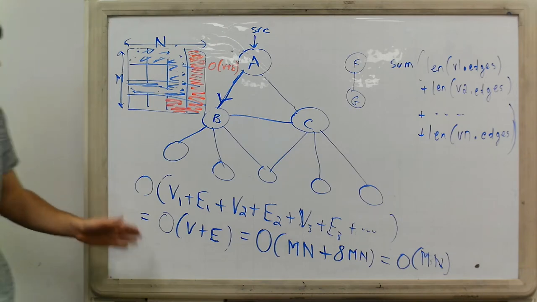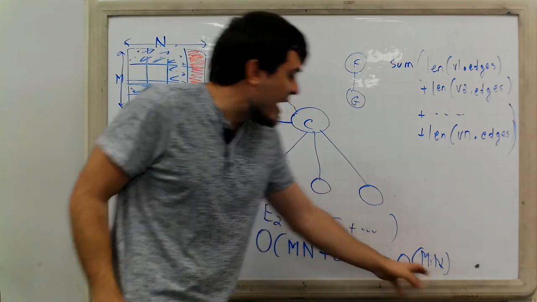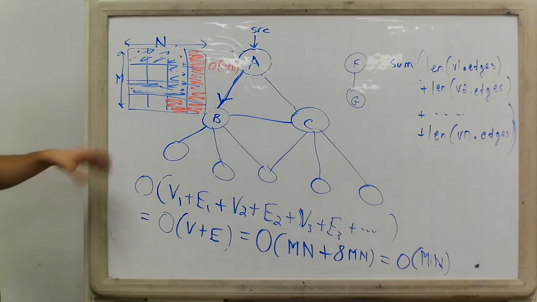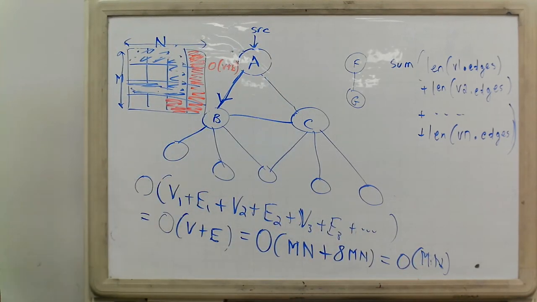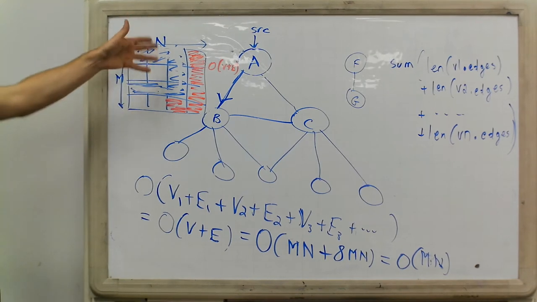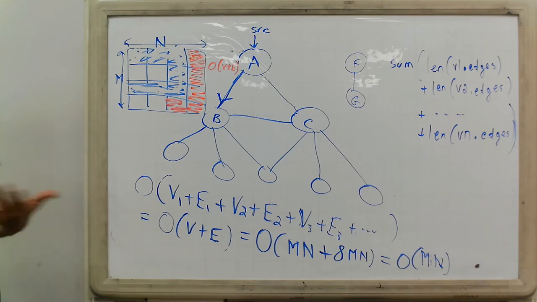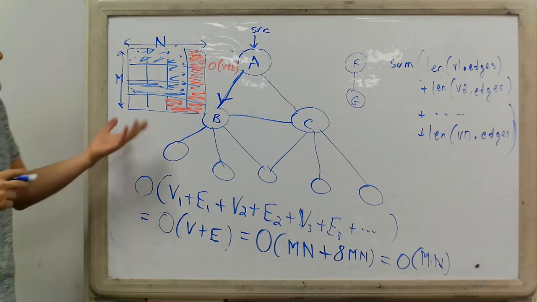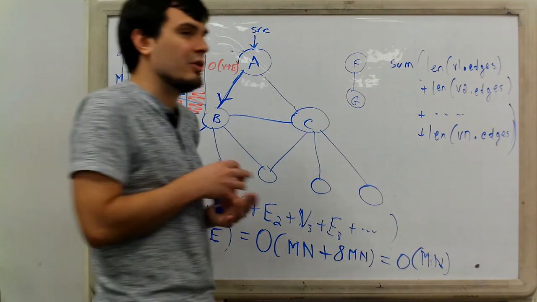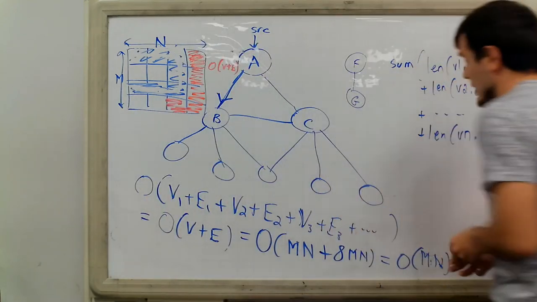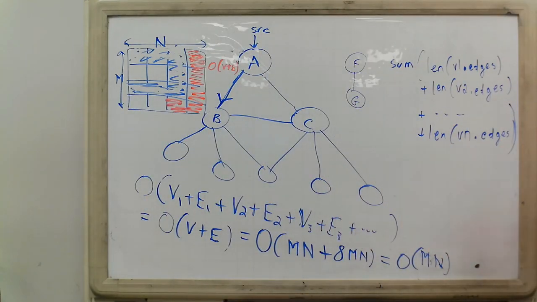Now, in these terms, how long does it take to build the graph before we start running this algorithm? Well, again, for each of mn different pixels, you visit 8 neighbors. So it's basically constant time per pixel. And so building the graph is also order mn. And so the total algorithm is completely linear in the number of pixels.